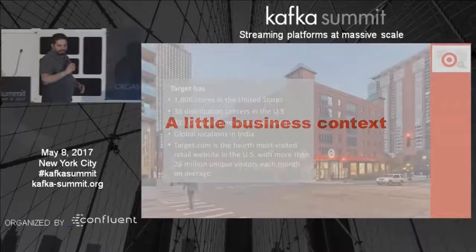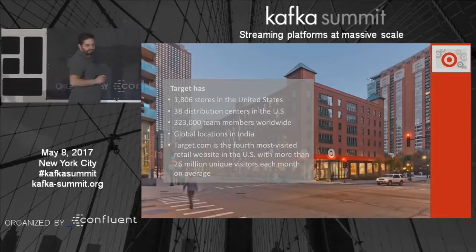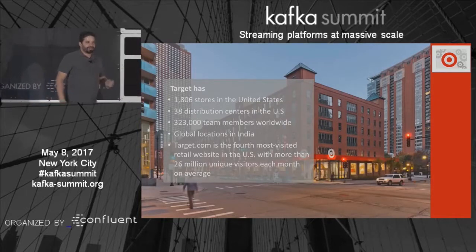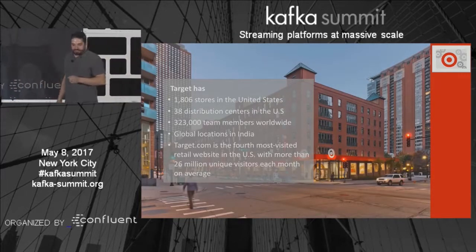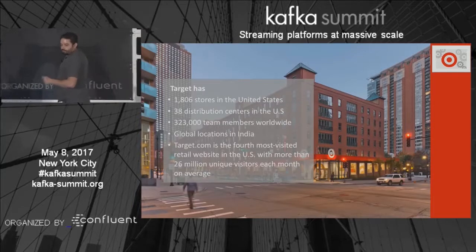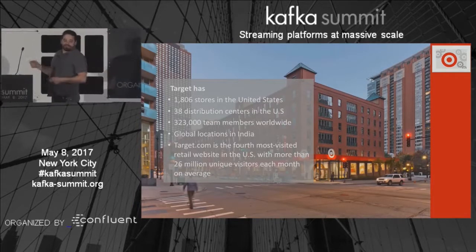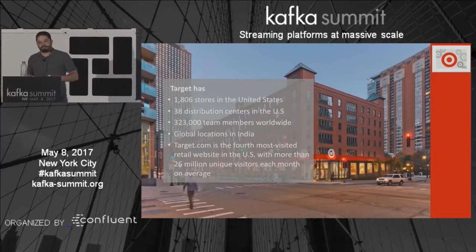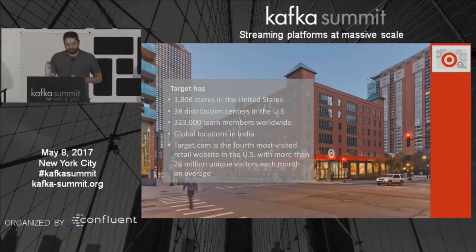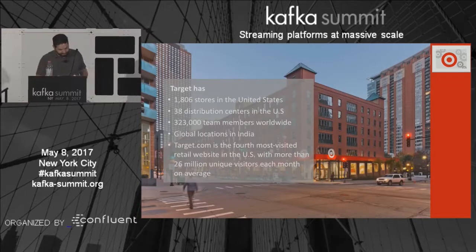So just a little bit about Target. 1,806 stores across the United States, 38 distribution centers in the United States, 323,000 team members worldwide, global locations in India. And we have Target.com, that is the fourth most visited retail website in the United States, with more than 26 million unique visitors each month.